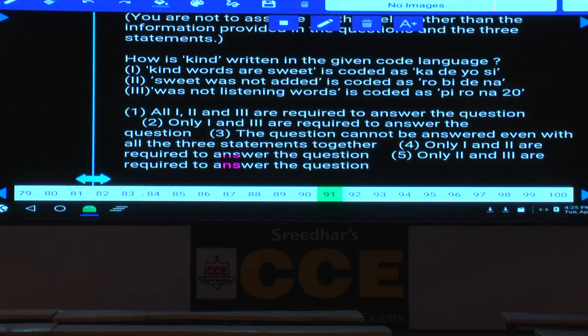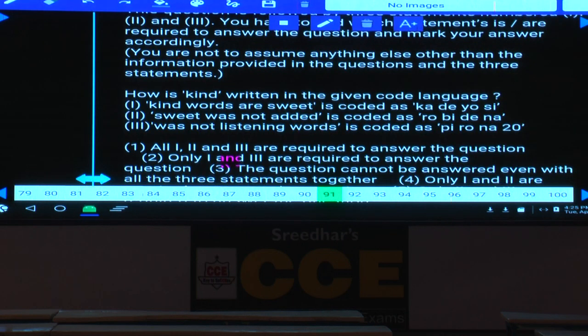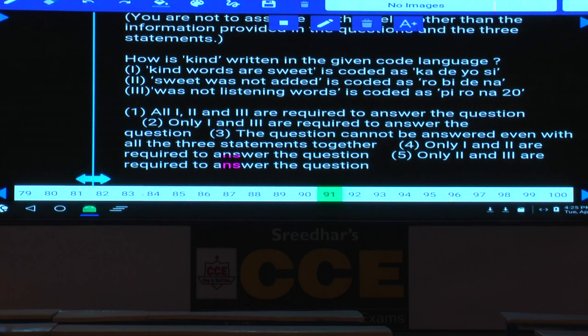Now in this data sufficiency, whenever 3 statement data sufficiency is given, we need to go through the choices only. And the first priority should always be for only 1, only 2, only 3 type of choices, followed by combinations of 2 statements, 1 and 2, 1 and 3, 2 and 3, and finally all the 3 should be added. Then, what is the first choice here? All are required, and the second choice is 1 and 3, the fourth one 1 and 2, and the fifth one 2 and 3. Now only a single statement is not given here, so we need to go for the combination of 2.